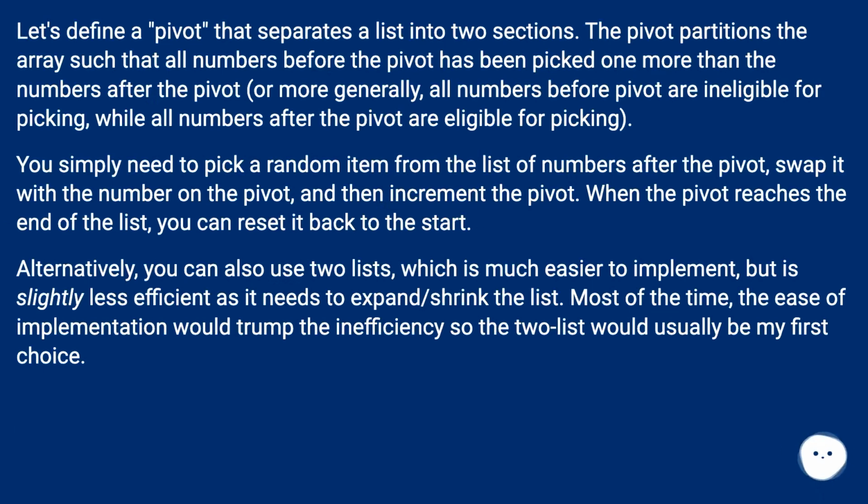Let's define a pivot that separates a list into 2 sections. The pivot partitions the array such that all numbers before the pivot have been picked one more time than the numbers after the pivot, or more generally, all numbers before the pivot are ineligible for picking, while all numbers after the pivot are eligible for picking. You simply need to pick a random item from the list of numbers after the pivot, swap it with the number on the pivot, and then increment the pivot. When the pivot reaches the end of the list, you can reset it back to the start.